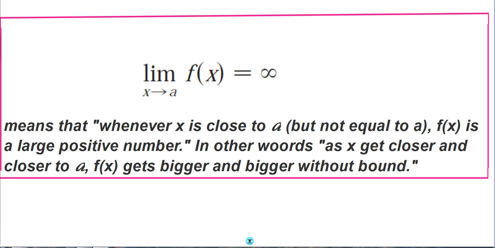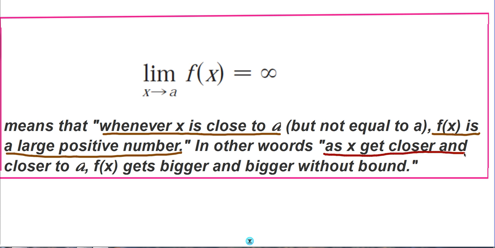When we write that the limit as x approaches a of f of x is equal to infinity, we mean that whenever x is close to a but not equal to a, then f of x is a large positive number. Or we say that as x gets closer and closer to a, f of x gets bigger and bigger without bound. It doesn't have an end. It continues to get bigger and bigger. There is no end point.